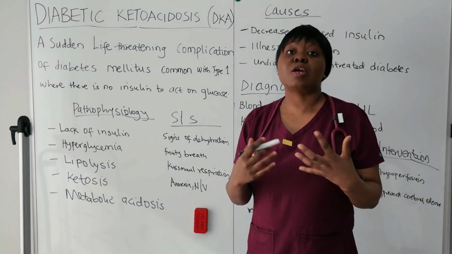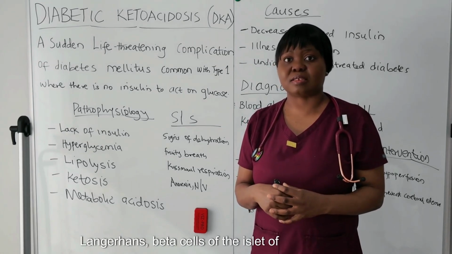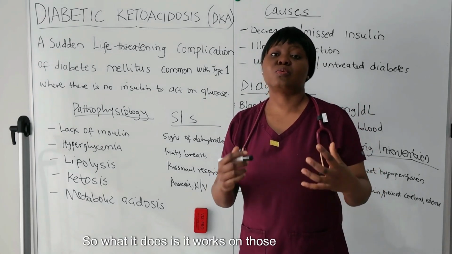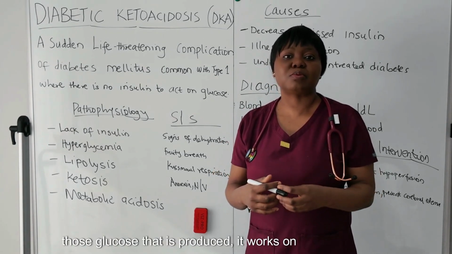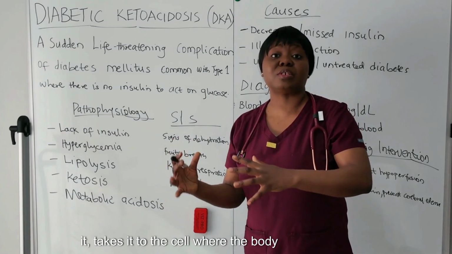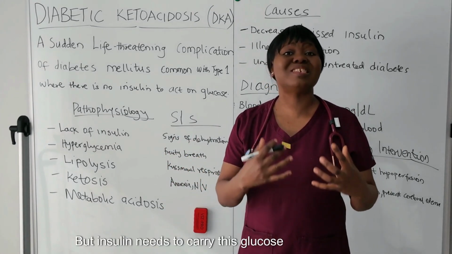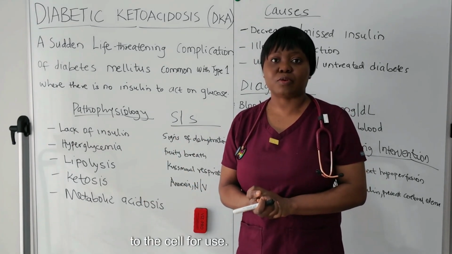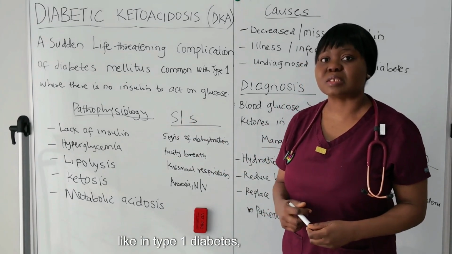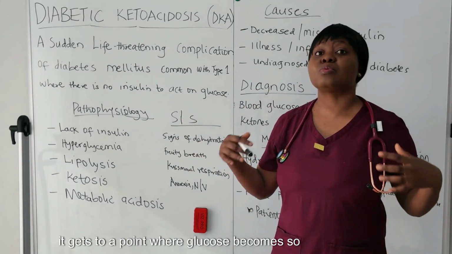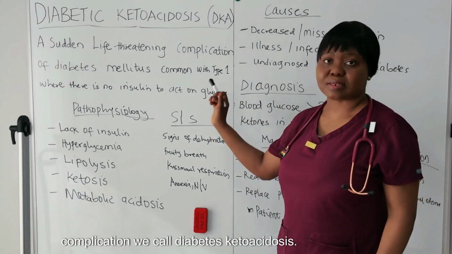Insulin is a hormone produced by the endocrine function of the pancreas, by the beta cells of the islet of Langerhans. What it does is it works on the glucose when you eat, takes it to the cell where the body needs it most. Glucose is the major source of energy, but insulin needs to carry this glucose to the cell for use. In a situation where insulin is lacking, like in type 1 diabetes, glucose becomes so high in the blood that it can result in a complication we call diabetic ketoacidosis.